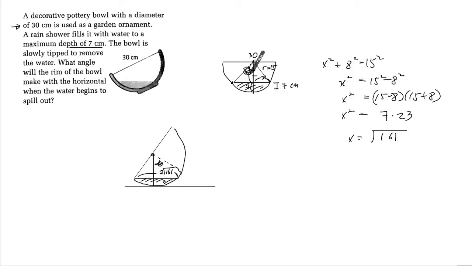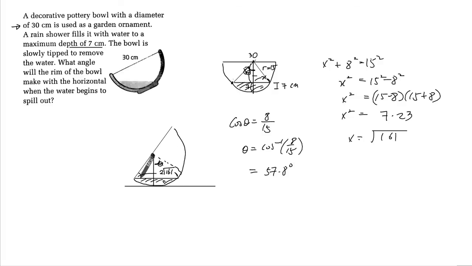And you can see that cosine of that theta will equal this, which we know is 8 over 15. Actually, I don't think we even need the actual length. We didn't need the x, because from here we can actually find the angle. Cosine inverse of 8 over 15. So that's 57.8 degrees.